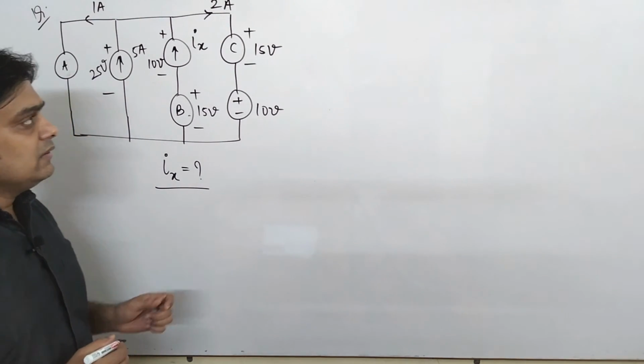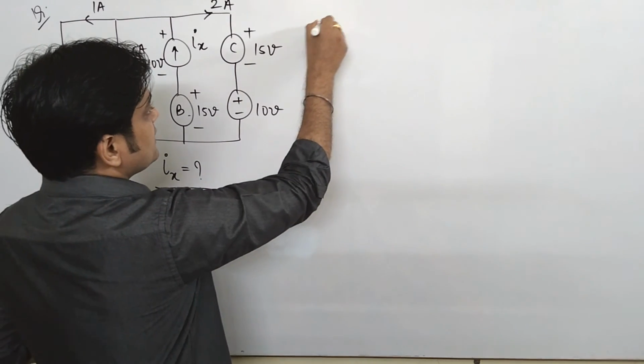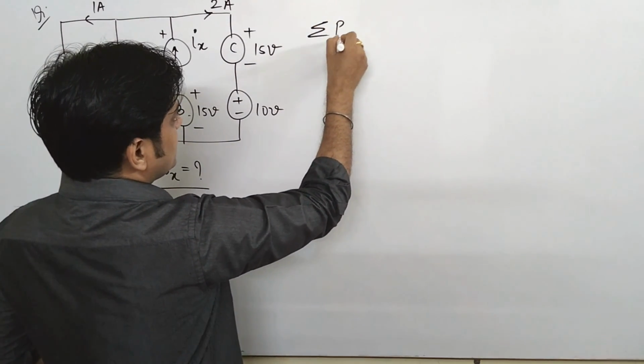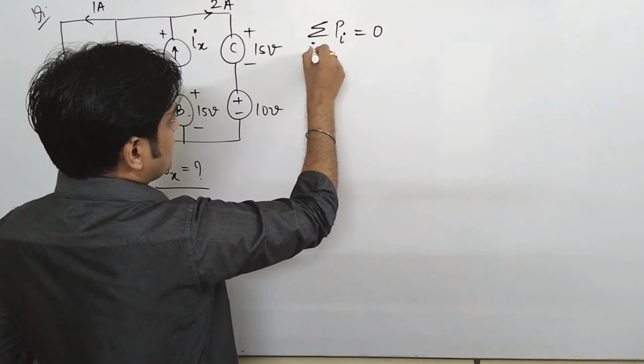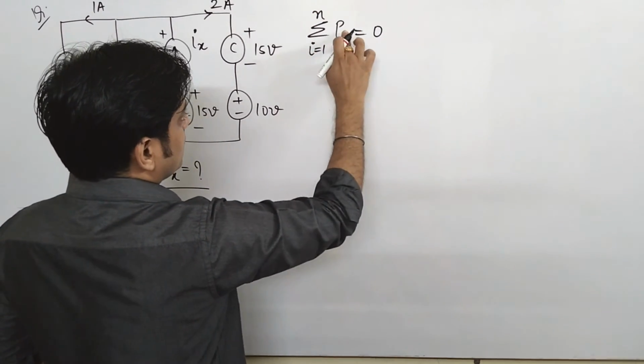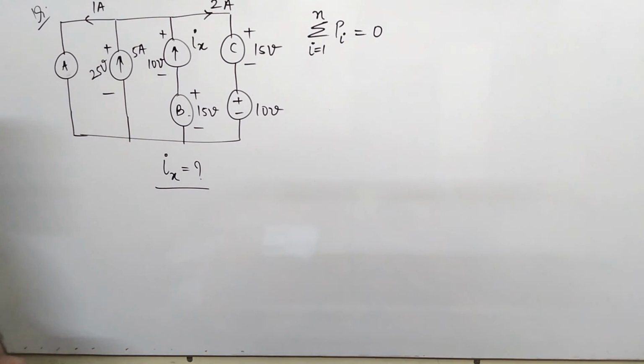As we have to find the value using Tellegen's theorem, that means we have to apply the concept that is the summation or algebraic sum of power, which is 0, starting from i equal to 1 to n. So the summation of power within the network is 0.